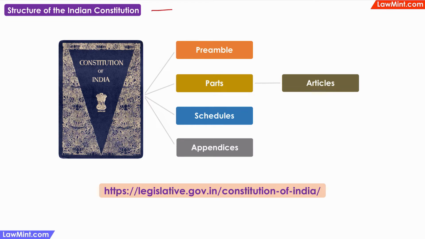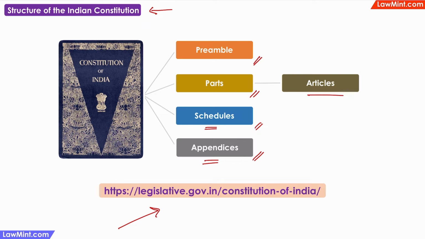Coming to the structure of the Constitution, it can be broadly divided into 4 sections: the preamble, the different parts of the Constitution, which are groups of related articles, the schedules, and the appendices. I strongly suggest that you should download the PDF copy of the Constitution from the URL on the screen and glance through it at least once.